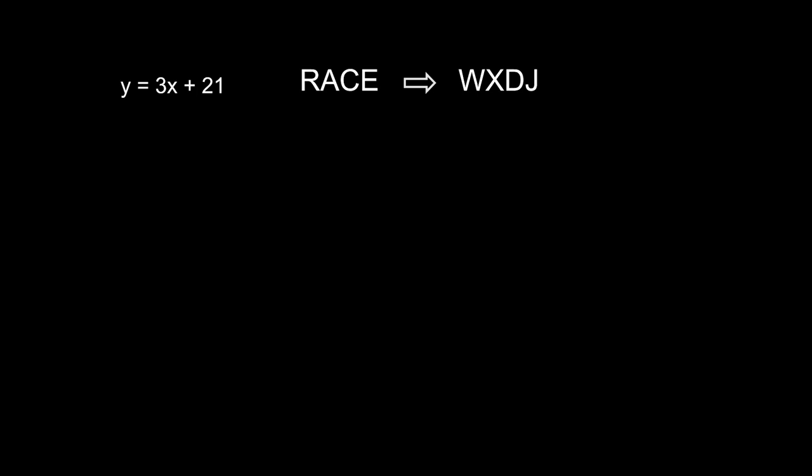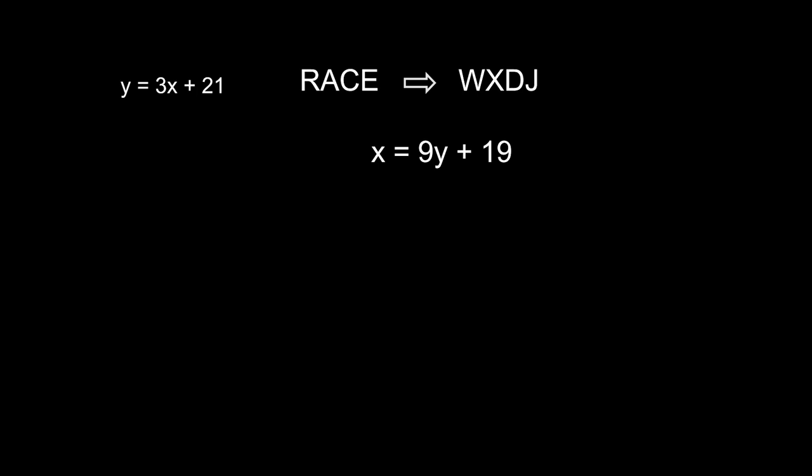Of course, for proper communication, the receiver has to know how to decode the secret message. If the message is encoded using y equals 3x plus 21, then we just do our usual algebra to isolate x. And using mod 26, you can check this as well, the decoding formula you will arrive at should be x equals 9y plus 19.